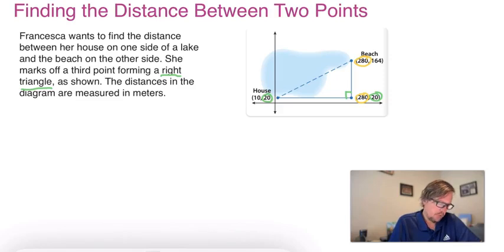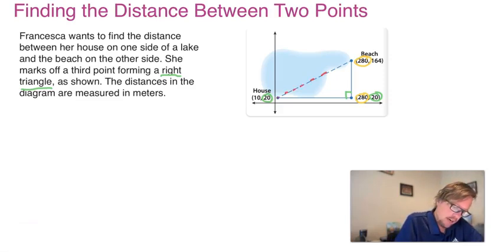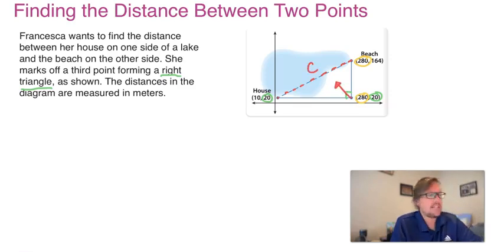The side that she wants to know, the distance between her house and the beach, this line right here, is therefore going to be the hypotenuse because it is opposite the 90-degree angle that we have right here. So this is going to be a Pythagorean theorem problem, and in order to find that hypotenuse, we need to know how long the two legs are. Figuring that out just requires a tiny little bit of subtraction.